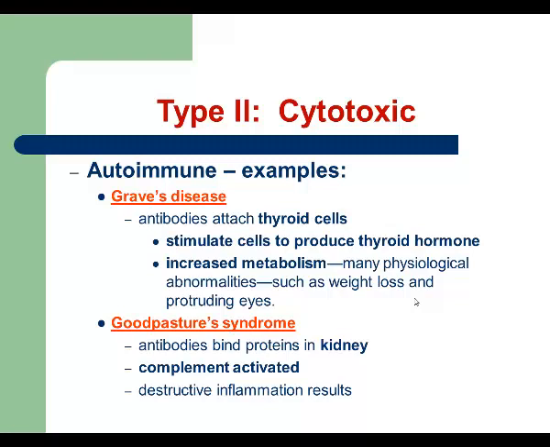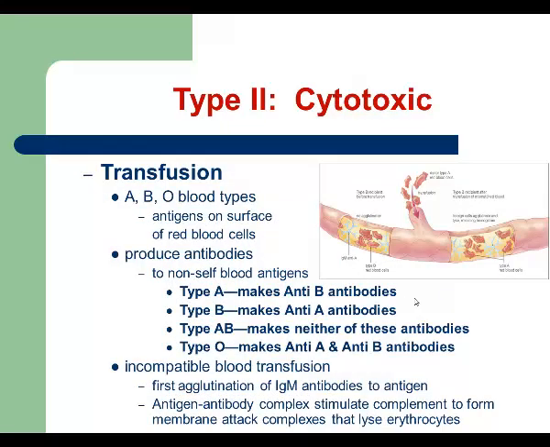Now, Goodpasture's syndrome, another example of autoimmune disorder. In this case, antibodies are produced against kidney cells. As a result, the complement system will be activated, and a lot of inflammatory mediators will be released. As a result, patients will develop chronic inflammation. Inflammation will be so severe it can cause kidney failure, and of course the only way for us to fix that problem will be dialysis or kidney transplant.